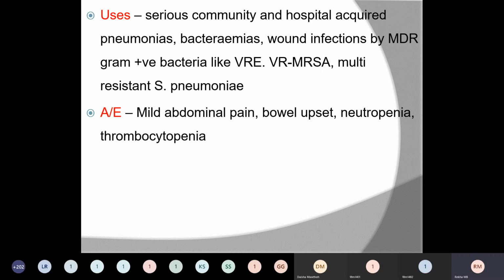Now, linezolid is a reserved drug which we use only for serious infections. It is not used routinely. It is used in serious community acquired pneumonia, serious hospital acquired pneumonia, bacteremias, serious wound infections caused by drug resistant gram positive bacteria. It is also used in MRSA and also endocarditis caused by Enterococcus. Adverse effects, it can cause mild GI upset, but what you have to look out for is the neutropenia and thrombocytopenia. So regular blood count needs to be monitored.